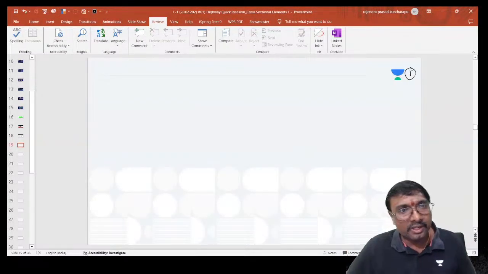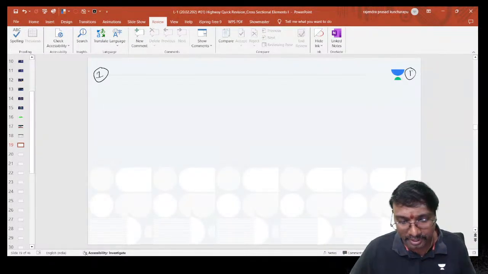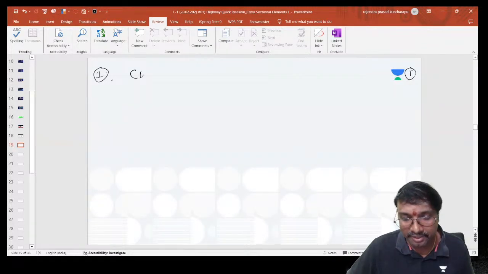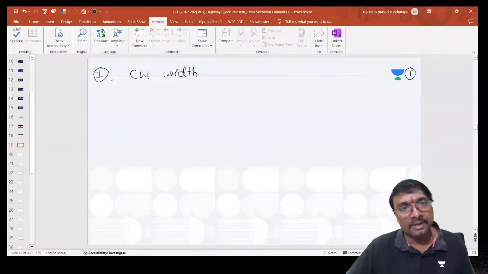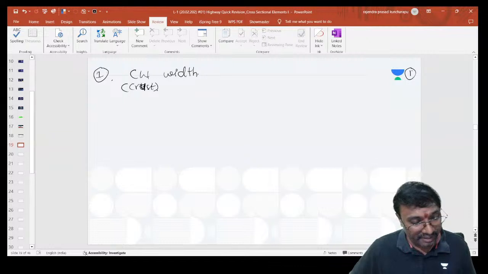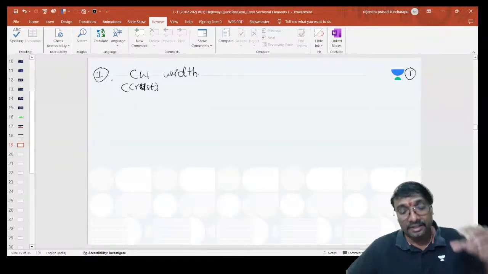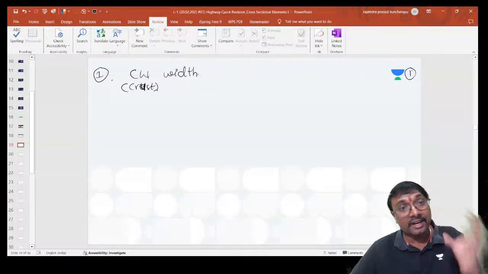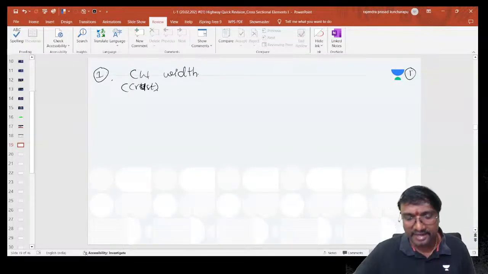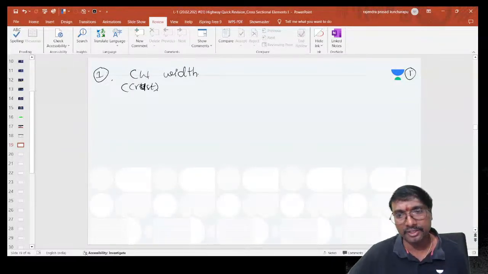First, what are the different cross-sectional elements? The main cross-sectional element will be the carriageway width, also called the crest width, whenever it is mentioned as the crest, the summit curve. This is your carriageway. Tell me how much we have to take for the carriageway width.